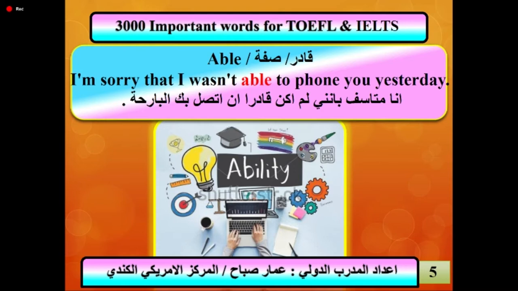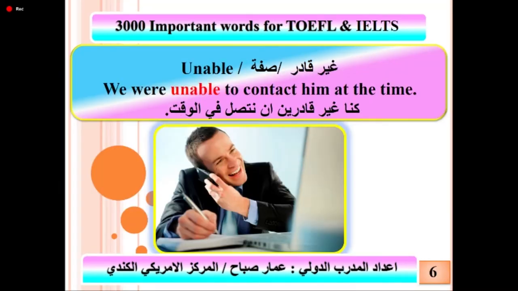The next one we have is unable. The opposite of able is unable. The opposite of able, what is it? Unable, غير قادر. Yes, we were unable. Unable أيضا صفة معاكسة للable, and it takes is, are, am, was, were. We were unable, كنا غير قادرين, to contact him at the time, في الوقت المناسب. Okay?